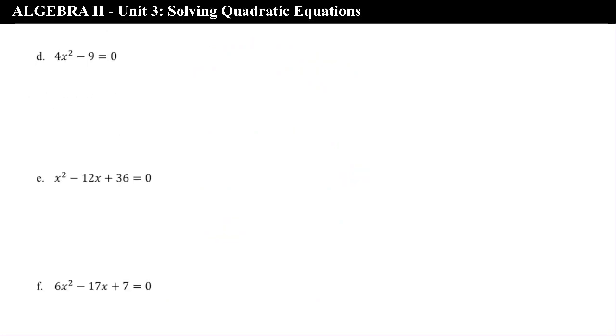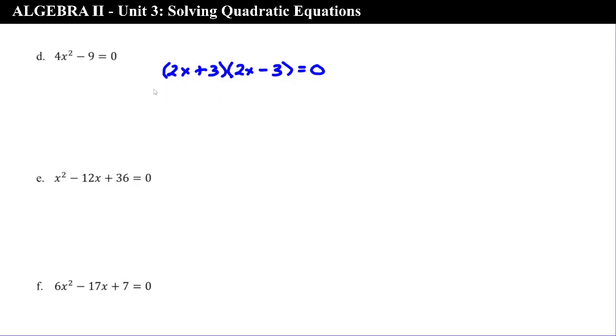All right, for D, we want to recognize D as being a special type of factoring, and that special type is a difference of squares. So since it's a difference of squares, we can simply take the square root of the first, which is 2x, and the square root of the second term, which is 3, and set it into our two sets of parentheses. One will be added together, the other will be subtracted, and it's equal to 0. That's how we handle our difference of squares.